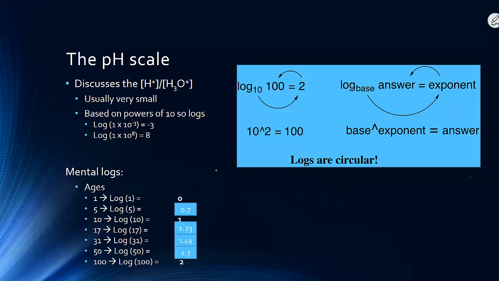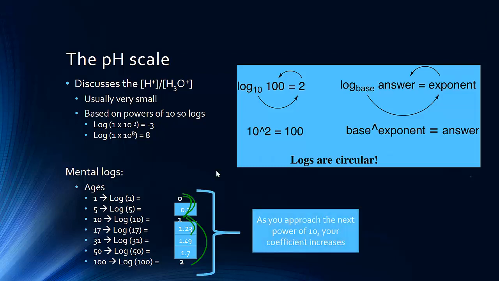Now, with this idea that you have an upper and a lower limit as you move from one decimal place to the next, let's see if we can convert this to pH, where we'll be working with very small numbers. So remember, as you approach the next power of 10, your coefficient is going to increase. This value is going to get bigger as we approach the next power of 10.